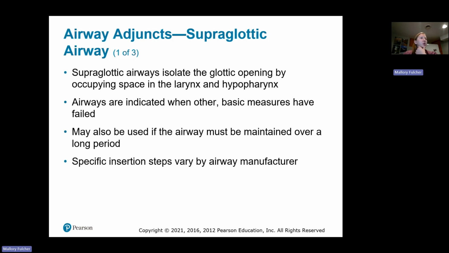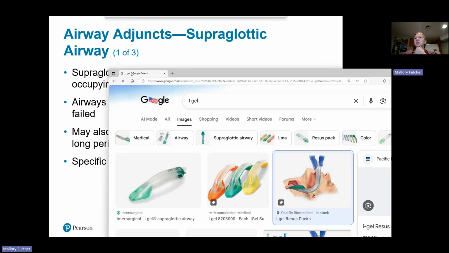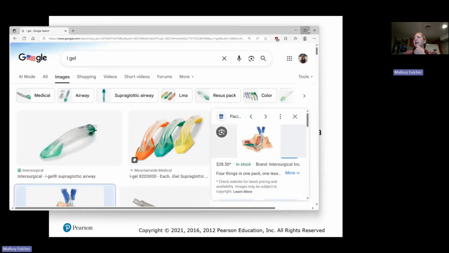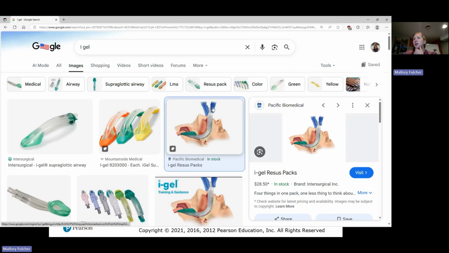So I'm just pulling up a picture here. This device is called the iGel. This is the one that's most popular right now. And you can see it just inserts into the airway past the tongue. It goes down into the esophagus, and the iGel isolates that trachea, and you're able to ventilate the patient through this device.